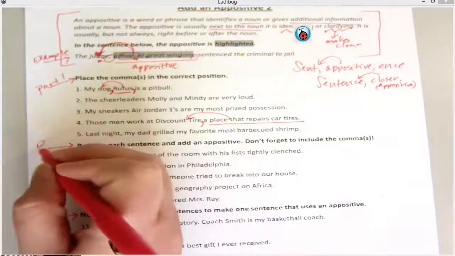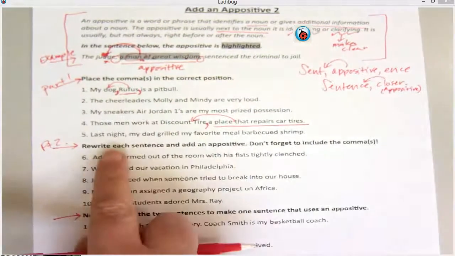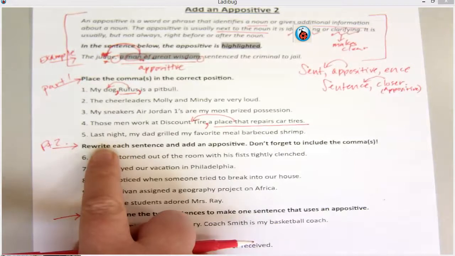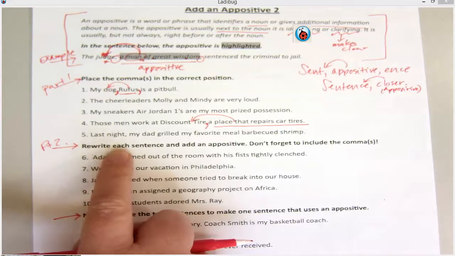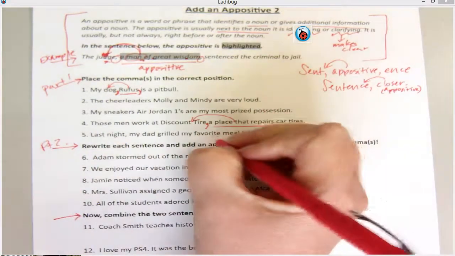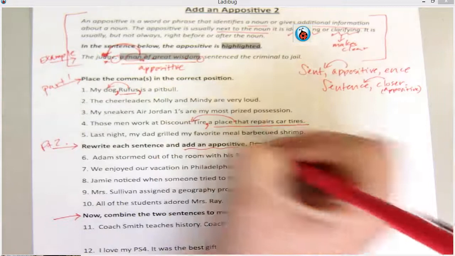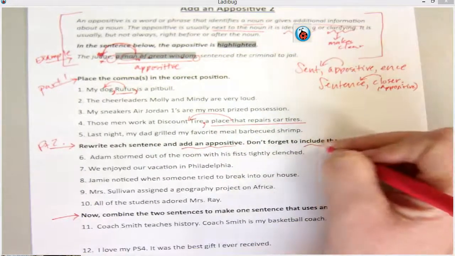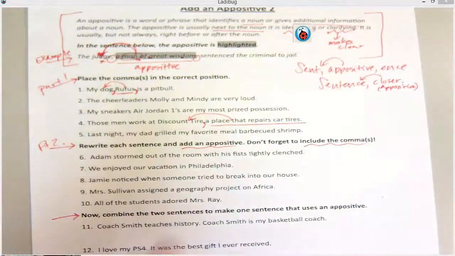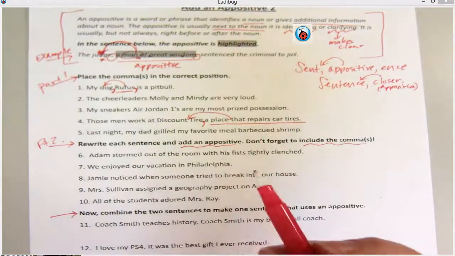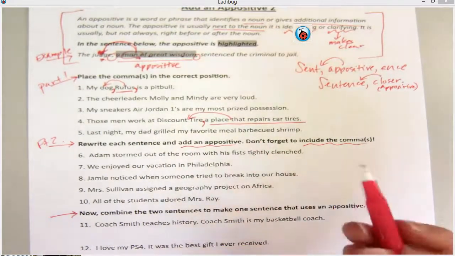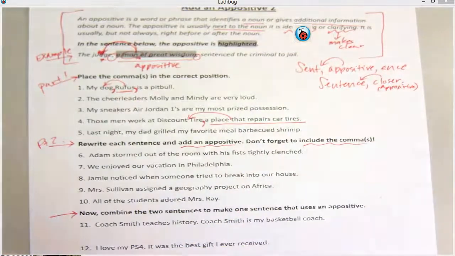Part 2, right here, notice new bolded directions. If it's in bold, read it. Rewrite each sentence and add an appositive. So now we're adding an appositive. And we have to remember to include the commas. So now we're back to kind of what we did on the previous assignment, where we're adding an appositive to describe who or what something is.